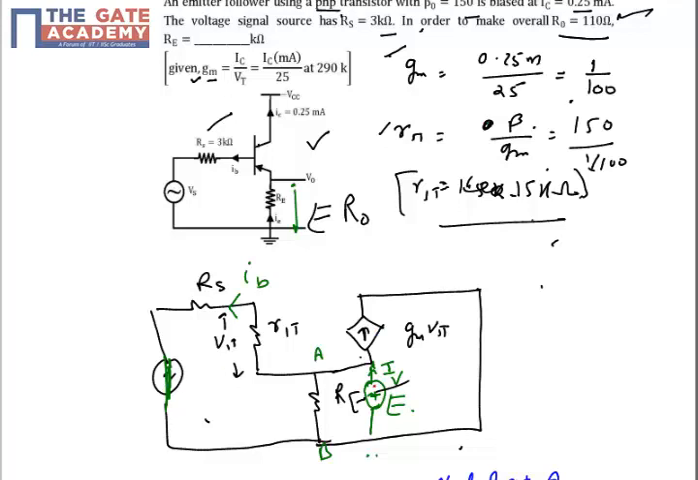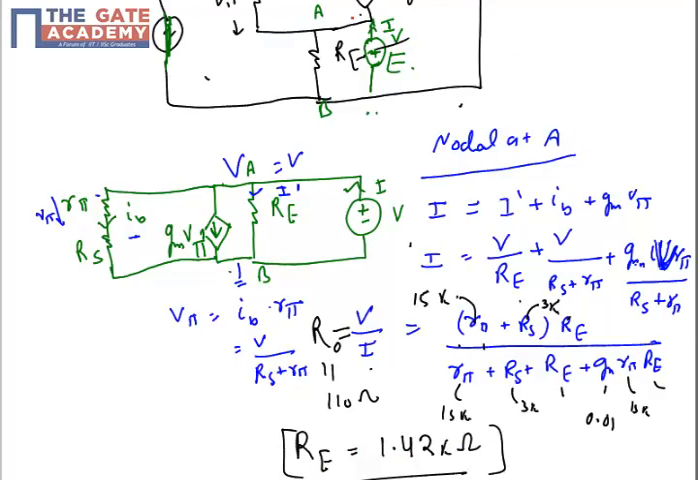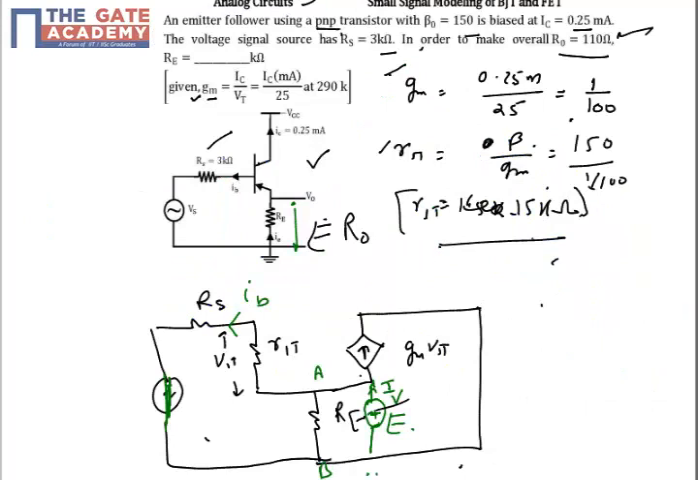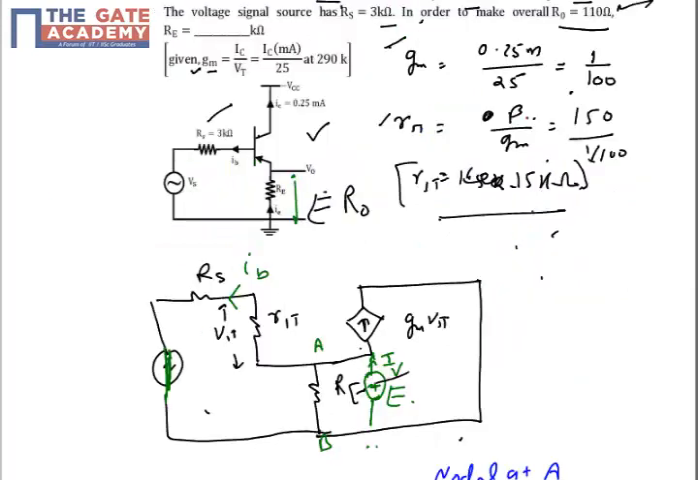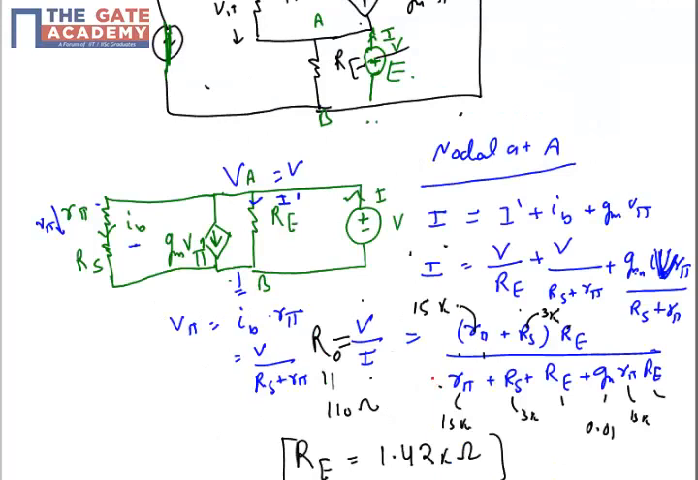Then the terminal across which I need to calculate the resistance, I will assume one external voltage source and the current across it, and the ratio of voltage to current will give me the output resistance. That is what I did. I have just redrawn the circuit such that I can easily apply nodal analysis, and I have calculated V by I, which is my R0. But in the problem, R0 is already given. Actually we need to calculate RE, so we have just put in the value and calculated RE.